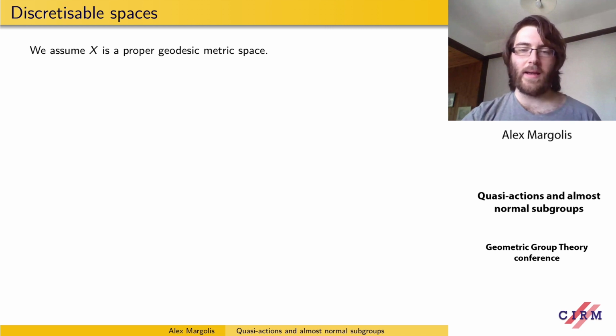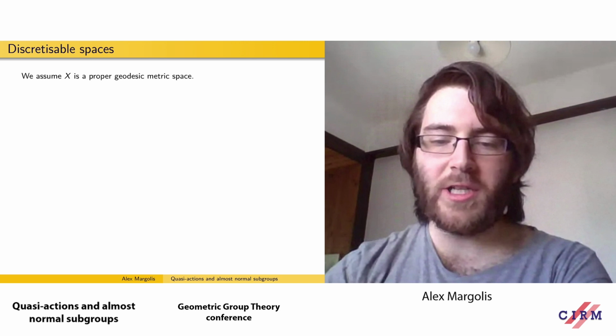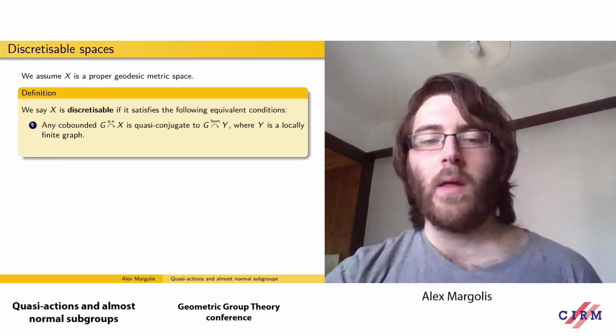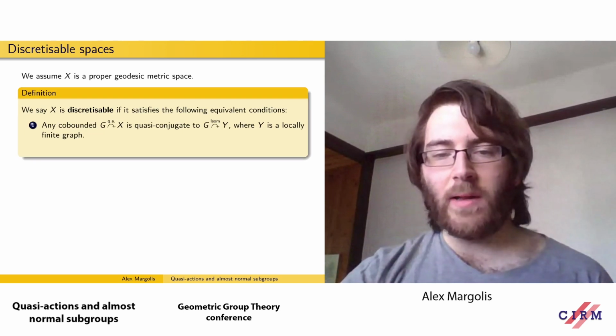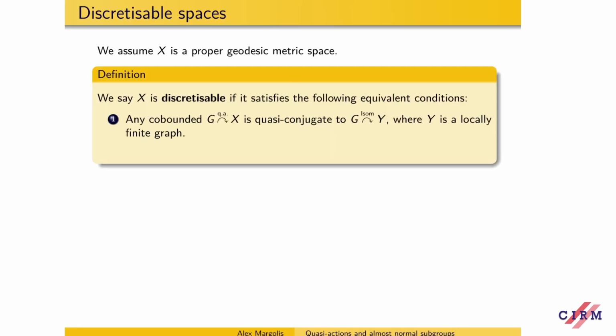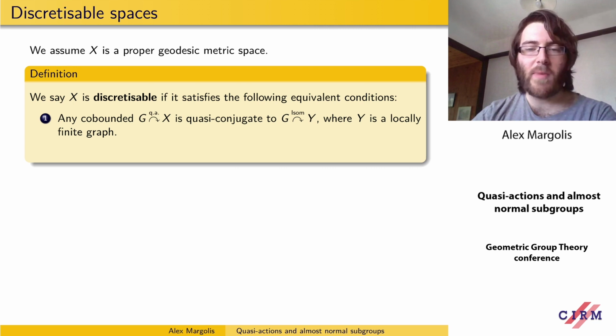So here's the important definition. I'm going to assume X is a proper geodesic metric space. And we say it's discretizable if it satisfies either of the following equivalent conditions. Firstly, every co-bounded quasi-action on X can be quasi-conjugated to an isometric action on a locally finite graph.